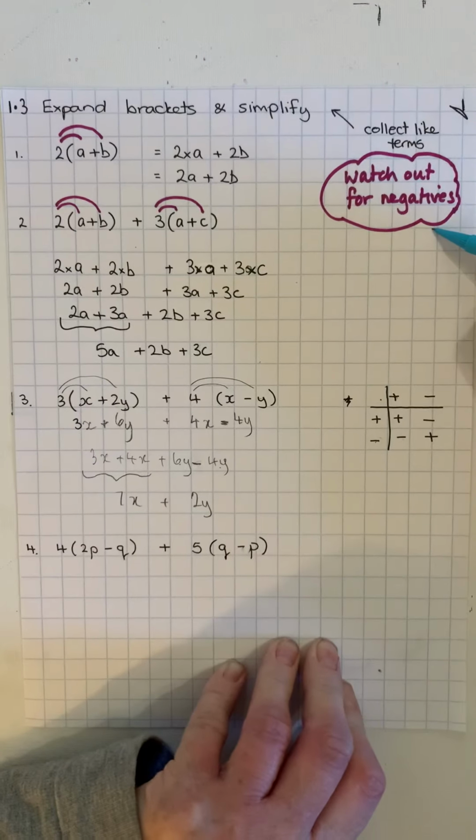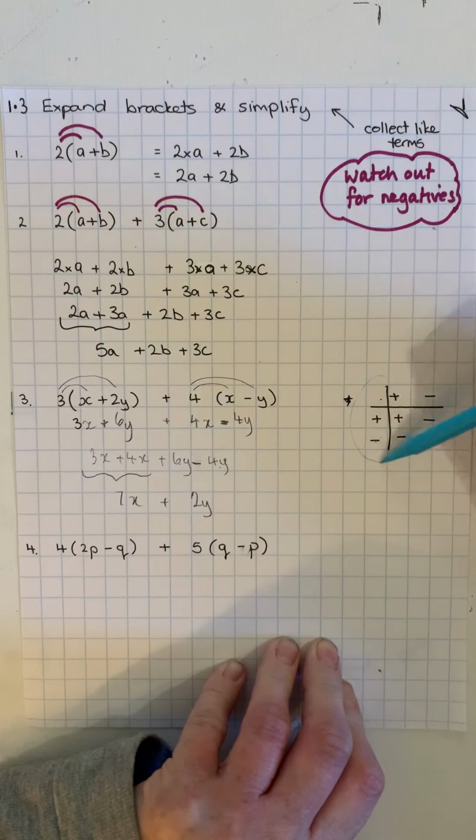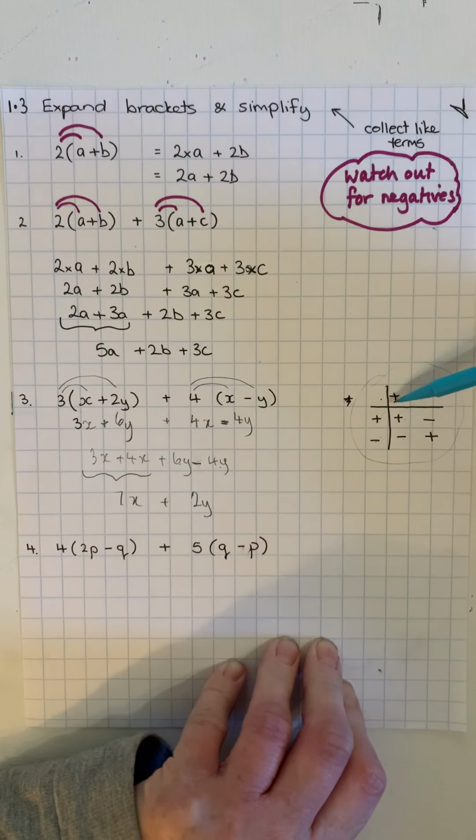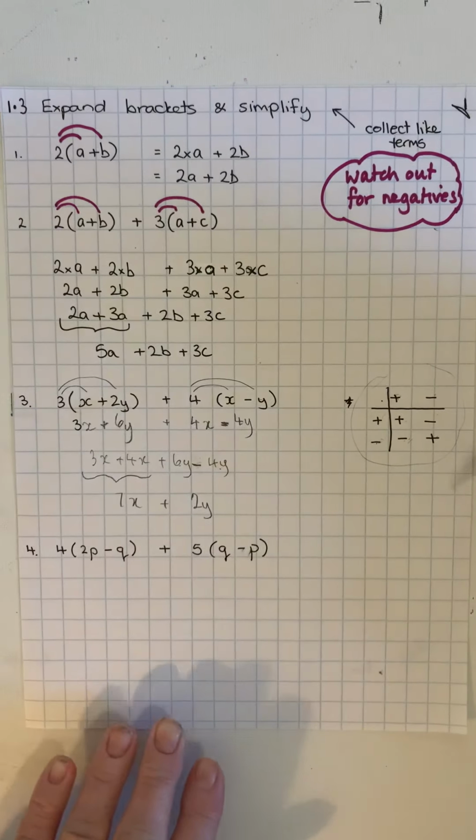Now you've got to watch out for negatives. And that's a little table to show you how they work. Multiplying 2 positive numbers gives you positive. When you multiply 2 negatives, you get a positive, and a plus times a negative, it gives you a negative. Okay?